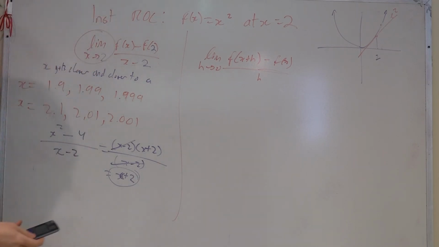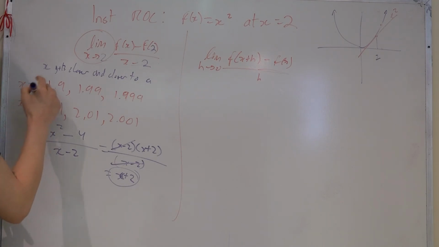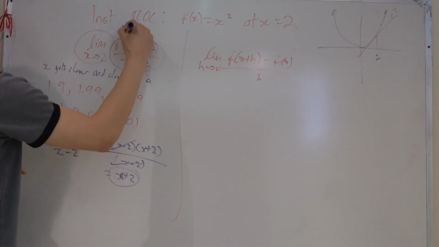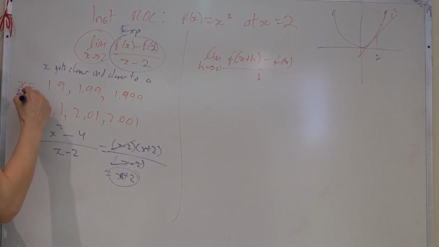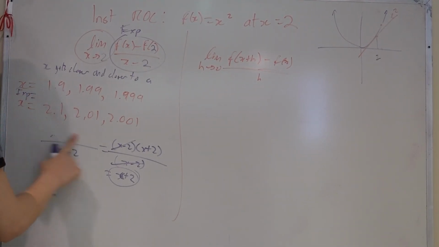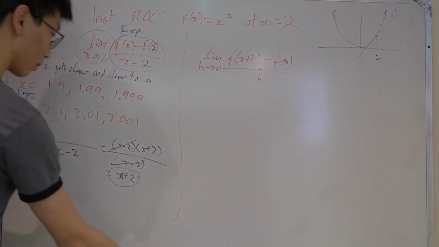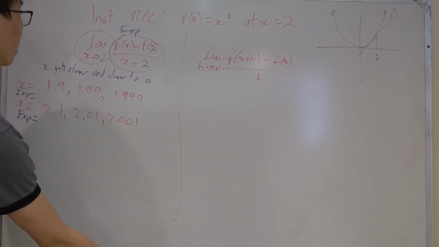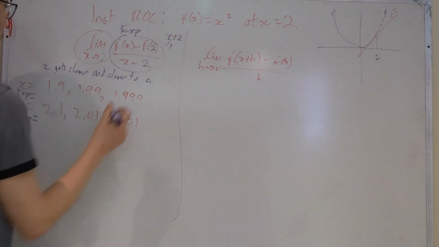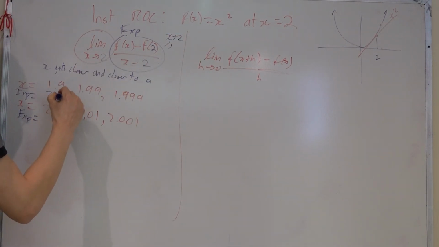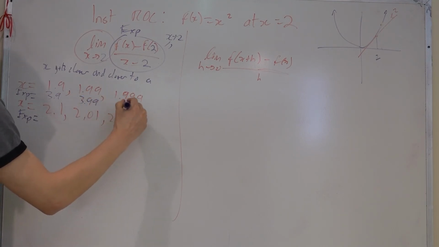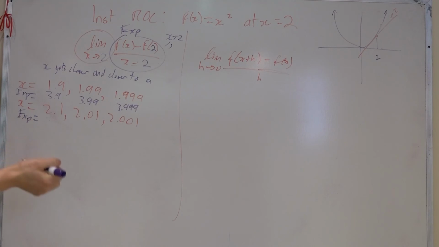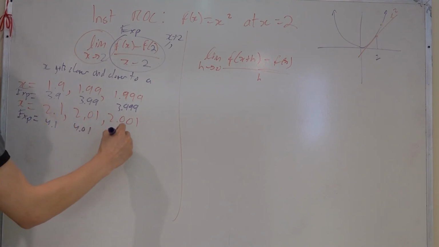Plug in numbers. So maybe you could just do it by looking at it. Okay, the first one here, so we'll call this big expression exp, for expression. Okay, we are trying to evaluate the expression, and the expression we found out is the same thing as x plus 2. So let's just do that. This is going to give you 3.9, 3.99, 3.999. You can use a calculator, or you can just add in your head. Then when I do this one, what's it going to give me? It's going to give me 4.1, 4.01, 4.001.